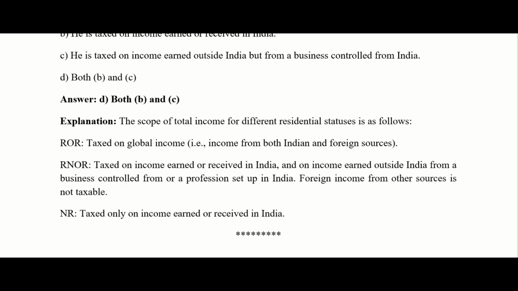If this concept is not clear to you from this question, I am going to discuss it in further videos about the incidence of tax. In that, this question may become clearer.